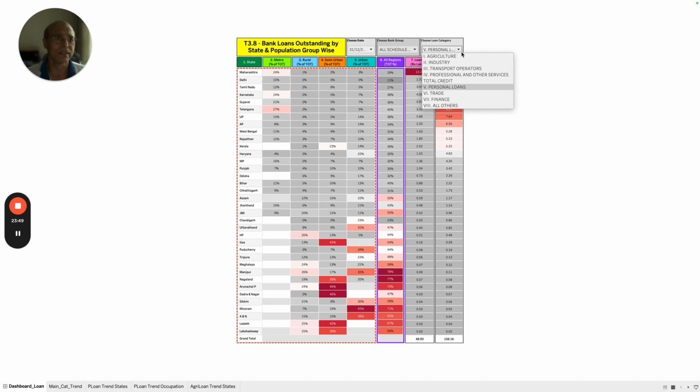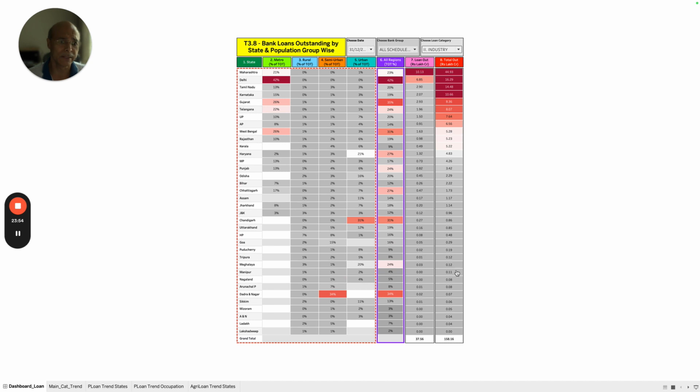Let me give one more important insight. Let's look at the industry part, because that will also give a very clear picture. The total amount of money deployed in industry is 37.56 lakh crore out of the total 158.16 lakh crores. You can clearly see that except Meghalaya and Dadra and Nagar Haveli, in the rest of the places the industry deployment has been so low.